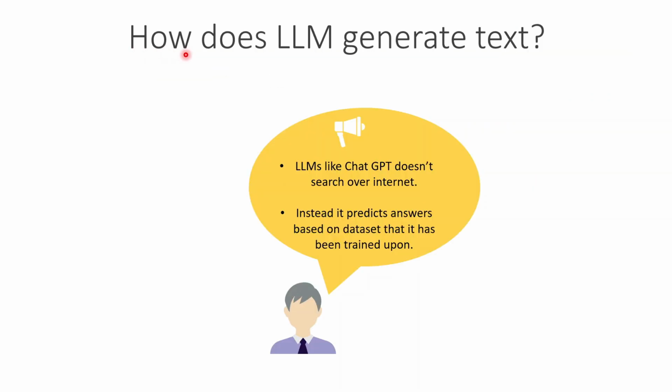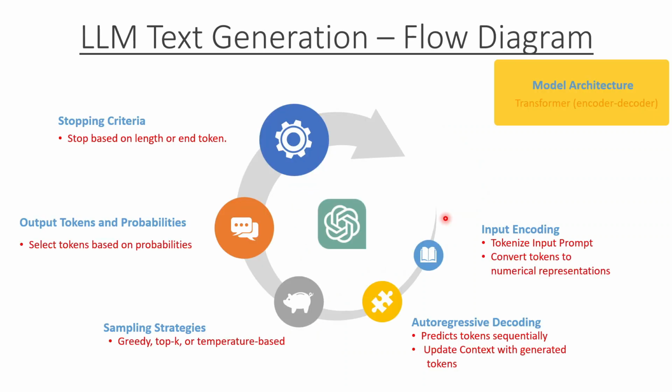By now, we have seen LLMs generate output based on prompts, but the question is, does an LLM look over the internet to generate text? The answer is no. It does not search over the internet. Instead, it predicts the answer based on the dataset that it has been trained upon. In the next slide, we'll deep dive to understand how an LLM generates text.